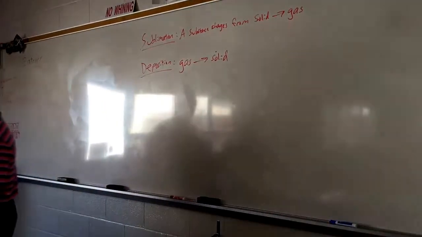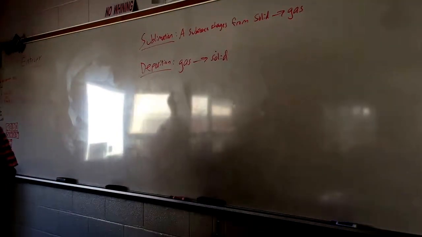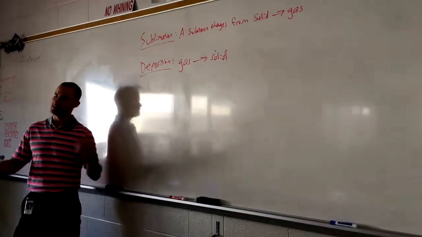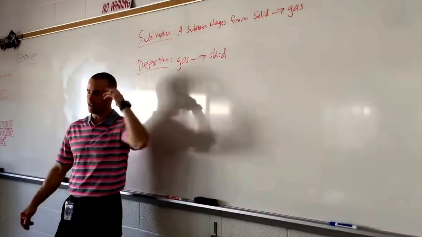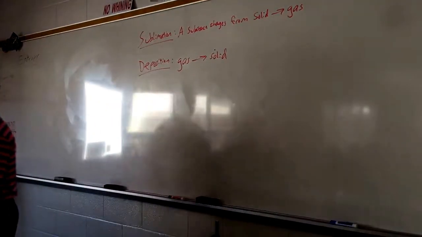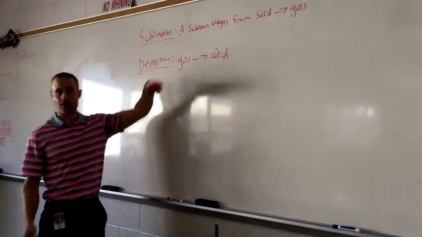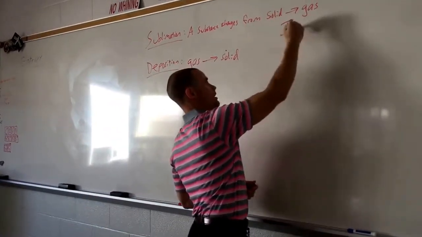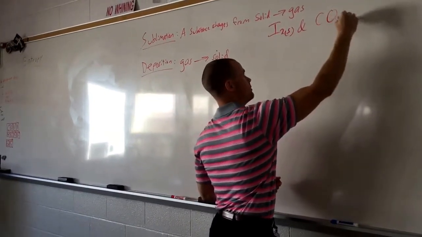So if you can take that gas and bring it in an environment where it's a little bit cooler, it might condense, but condense is the wrong word. It's deposit. It goes from gas to solid. I say condense because you can imagine water vapor condensing on a window or something. But this goes back in the other direction. And the only substances that we really talk about are solid iodine and solid CO2.